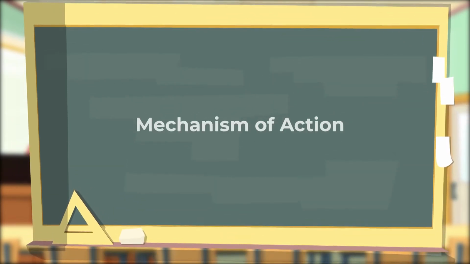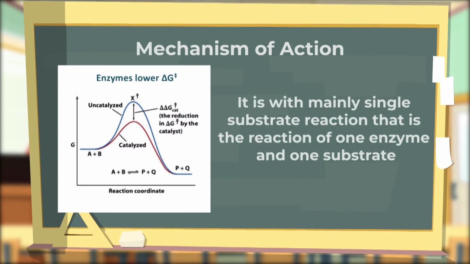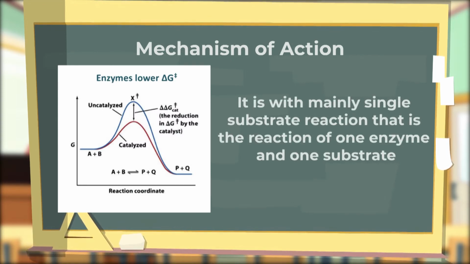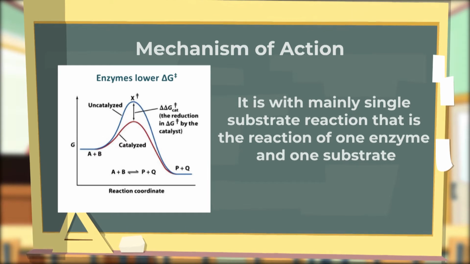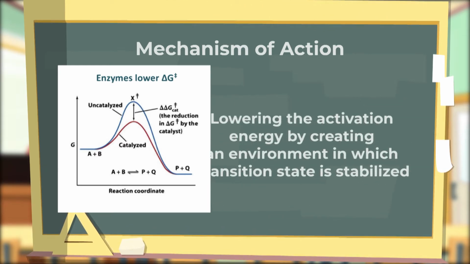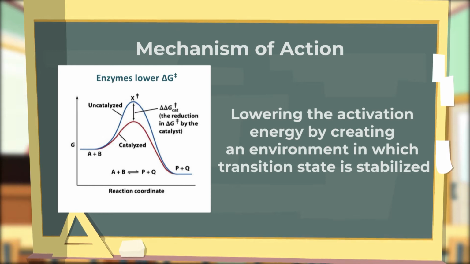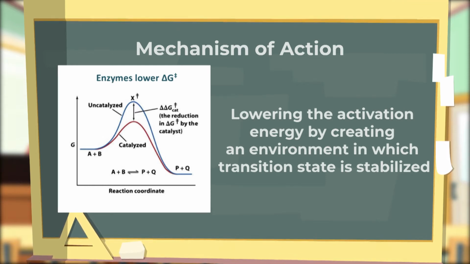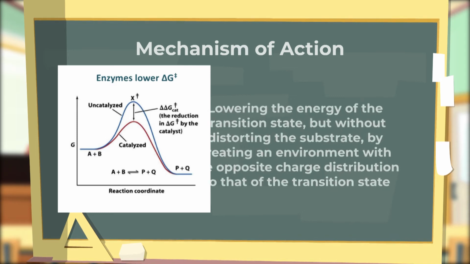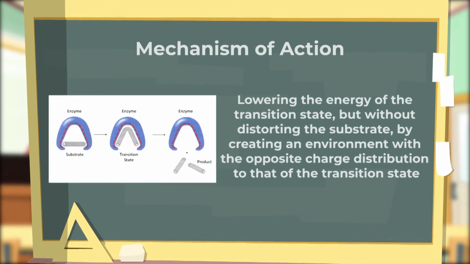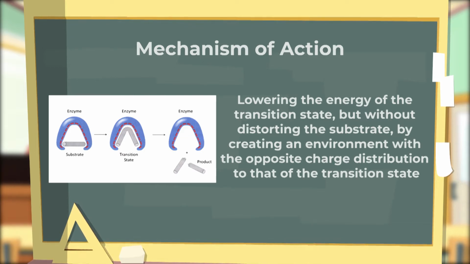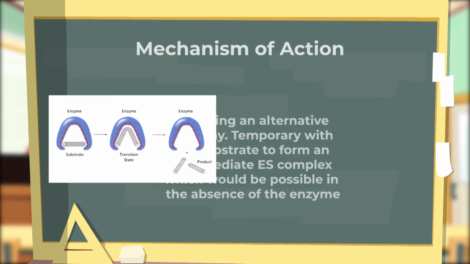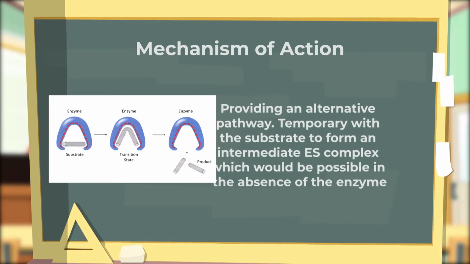Mechanism of action. First, I will discuss the single substrate reaction. When a particular single substrate interacts with the enzyme, it lowers the activation energy by stabilization of the enzyme substrate complex or transition state. To do so, sometimes distortion of the substrate may happen, sometimes it may not. And the flexibility of the active site of the enzyme is sometimes necessary. Enzymes provide an alternative pathway for the reaction.